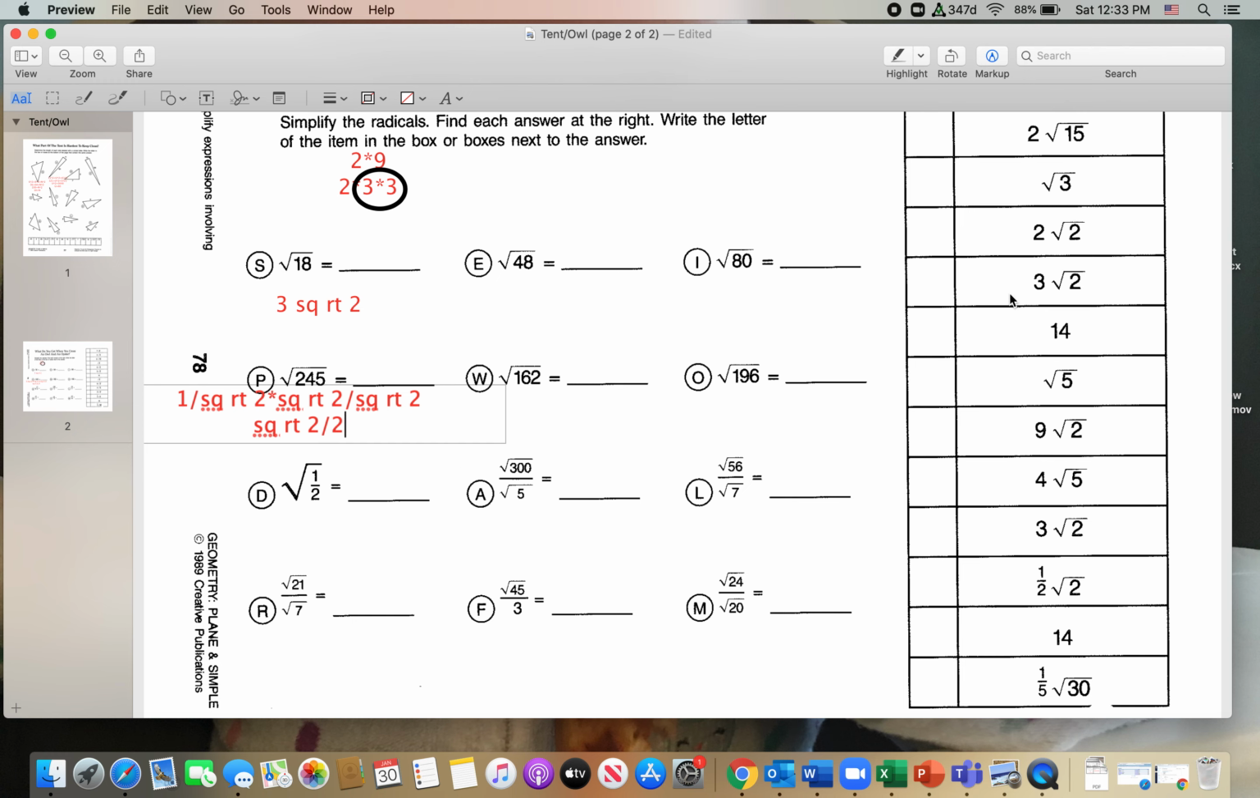Now, when I look over here, I don't see something exactly square root 2 on the top and 2 on the bottom. But if I look closely enough, 1/2 times square root of 2 is the same thing. So this one is letter D. And I forgot to look up the other one, because you always should have the answer. This one, 3 square root of 2, equals the letter S. Okay, that should be a help, I hope. Thank you.